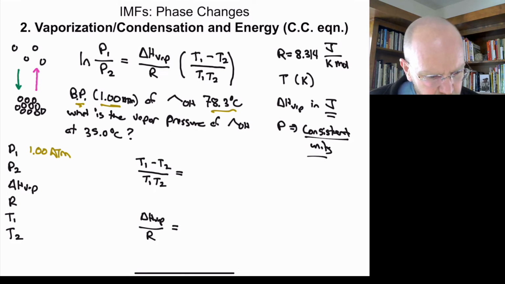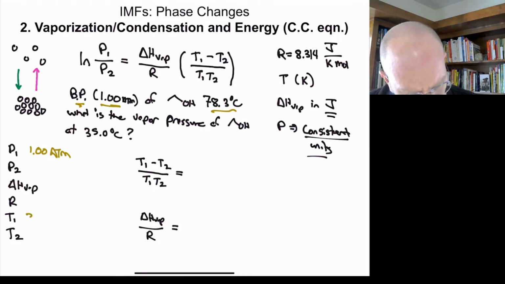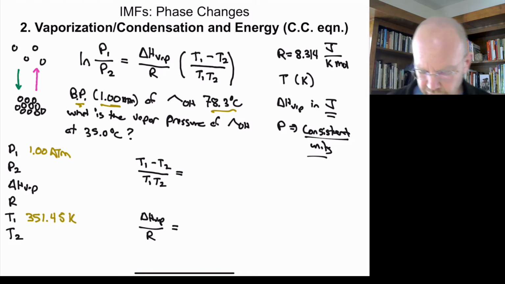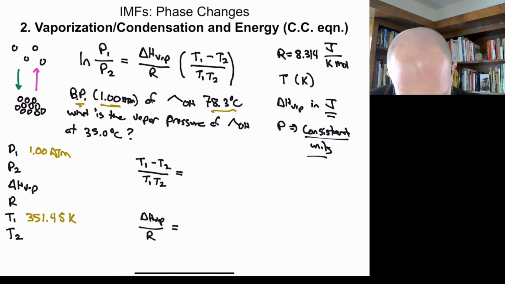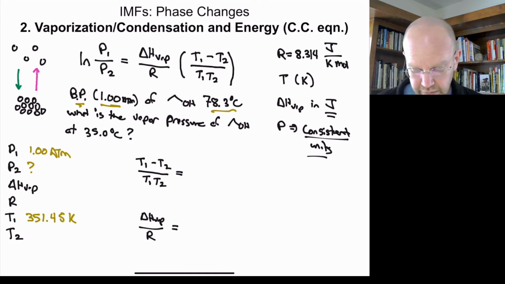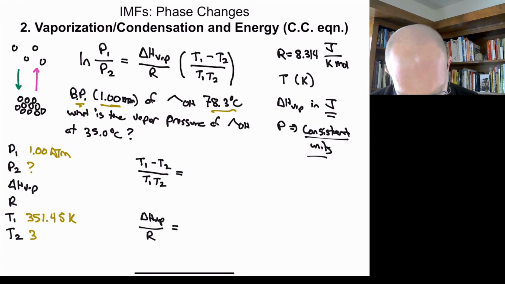78.3, but we know that we have to put it into Kelvin, so that's going to be 351.45 Kelvin. Okay, so you just add 273.15. So there's our P1, T1. And what we want to know is what the pressure is going to be when we cool it down to 35 degrees C. So if I take 35.0 degrees C and add 273.15, I get 308.05. Okay, and so just to make sure we're keeping track of sig figs, this is where the sig figs are.